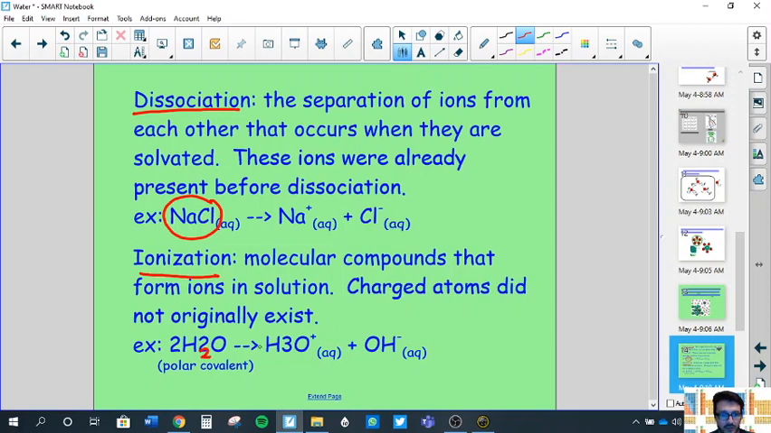Ionization then is, and there should be subscripts here. This should be a subscript, this should be a subscript, right? So ionization essentially refers to the creation of ions that didn't originally exist.